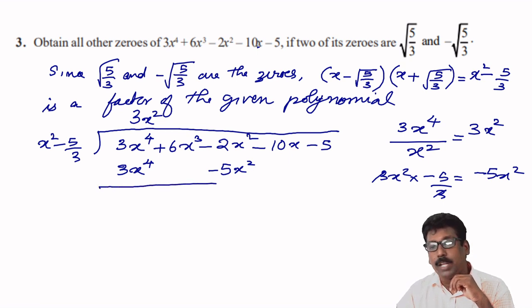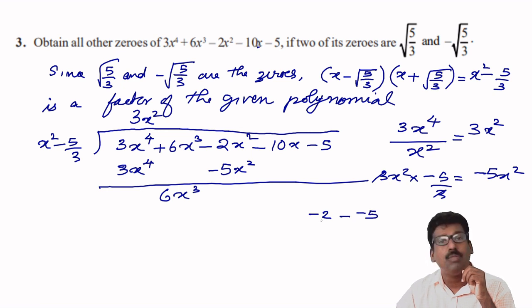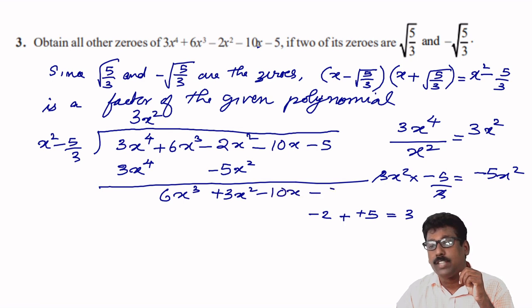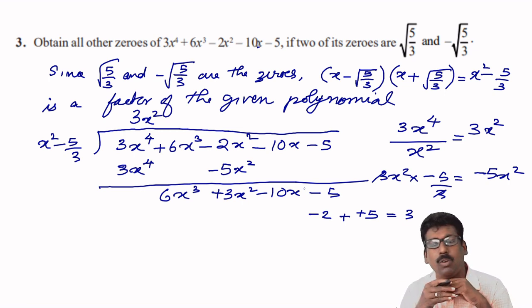Now do subtract as in the previous case. So here you get 6x cube. Now do subtract minus 2 minus negative 5. What will you get? It is minus 2 plus 5, you get 3. So it is plus 3x square. Now get down the remaining terms minus 10x minus 5. Now divide 6x cube by x square, that is 6x. That will be the second term of the quotient. And do find out the quotient polynomial. Now do factorize the polynomial, you will get the other two zeros.